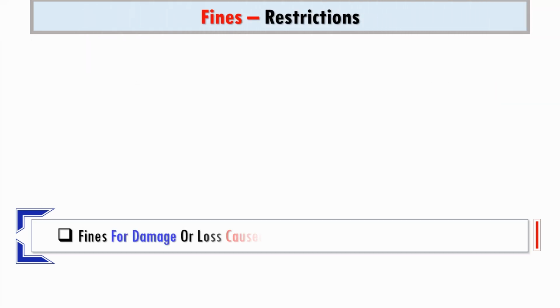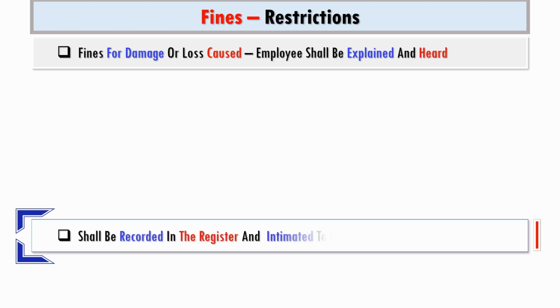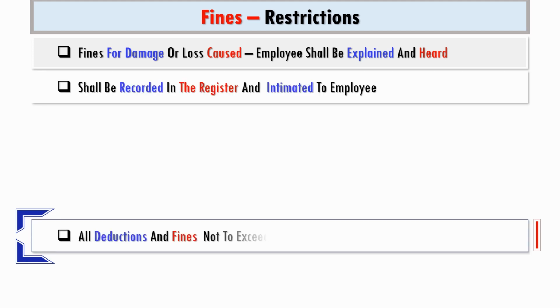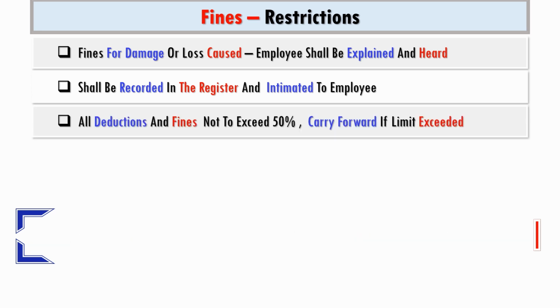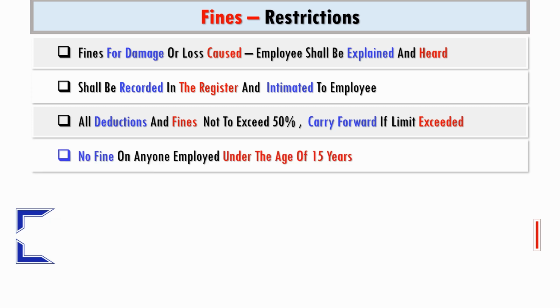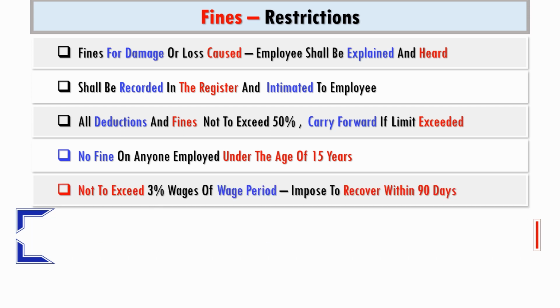Fines are subject to protective restrictions. Fines for damage or loss cost shall be explained to employee, and he shall be heard, and they shall be recorded in a register and intimated to the employee in detail. In a wage period, they cannot exceed 50% of wages, balance to be carried forward. For an employee under the age of 15, there can be no fine, and in a month or in a wage period, deduction for fine cannot exceed 3%, and any fine imposed has to be recovered within 90 days of imposition.